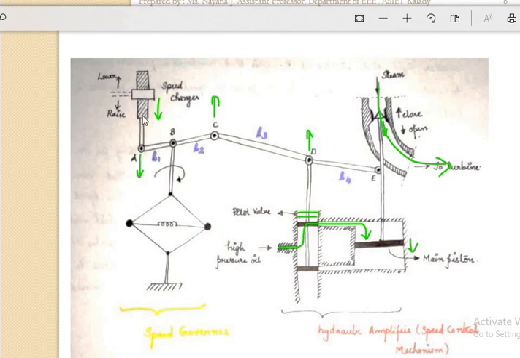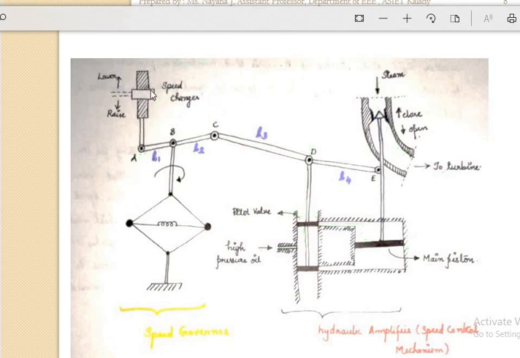I am repeating. If this is moved downwards due to the weight, point A will be moving downwards, or we can say point C will be moving upwards. When C moves upward, D also moves upward. When D moves upward, the piston moves upward, so this valve is open. The high pressure oil will be moving through the valve and pushing down the piston, which causes the valve to open, and the steam will be flowing to the turbine, which increases the speed. Am I clear? Okay, now we will see the other case.